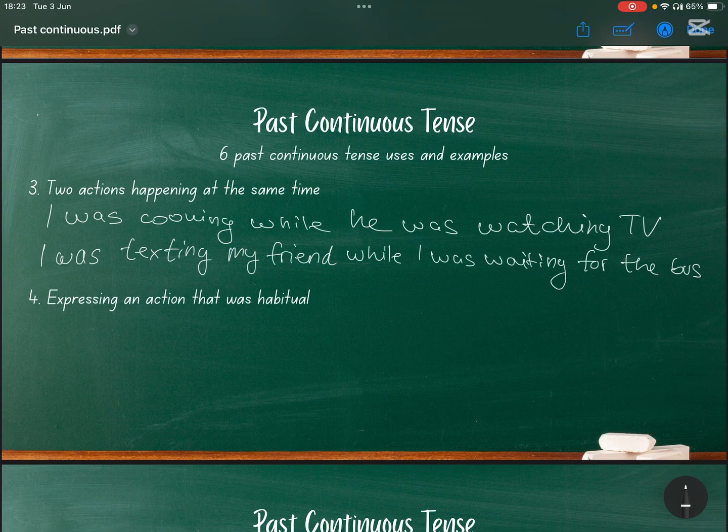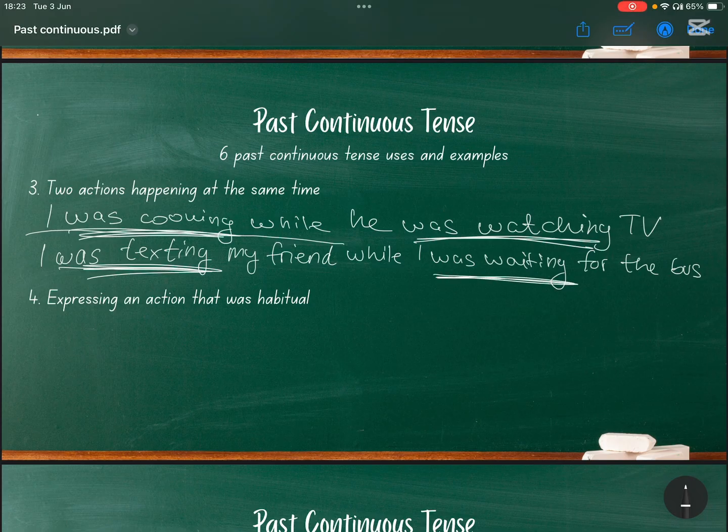I was cooking while he was watching TV, and I was texting my friend while I was waiting for the bus. We see that both sentences, I was cooking, he was watching, I was texting, I was waiting, both sentences are expressed in past continuous. Number 4, expressing an action that was habitual. Use the past continuous tense to talk about an action that used to be done frequently in the past, so it was a habit kind of, but it is not done in the present.